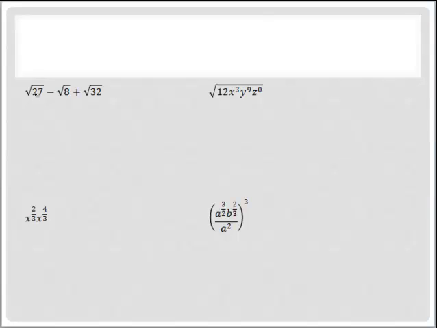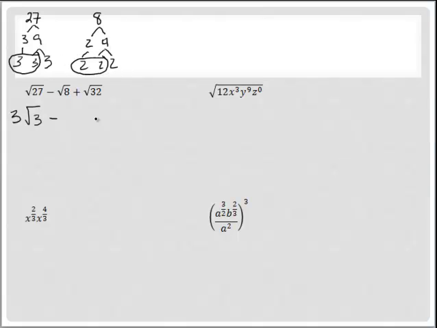We have the square root of 27, so we can break down 27 into 3 times 9, 3 times 3 times 3. This is a square root, so put them in groups of 2. 1 survives on the outside. 1 has to stay on the inside. Now we do the same thing with the 8. That's 2 times 4, 2 times 2 times 2. Put them in groups of 2. 1 survives, and 1 has to stay on the inside.